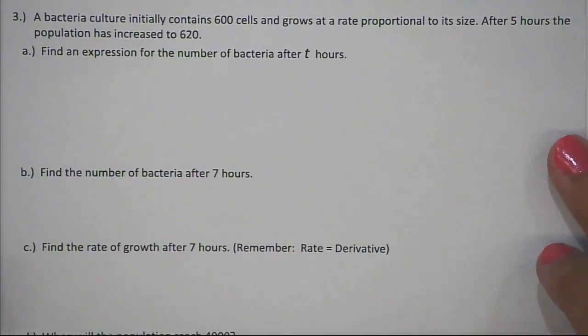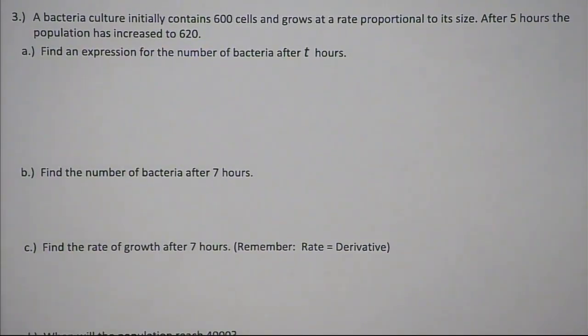So this is a growth problem. All right, so a bacteria culture initially contains 600 cells and grows at a rate proportional to its size. So it doesn't give you the growth rate, it just says it's proportional to its size. So we're going to have to find that in a minute. After 5 hours, the population has increased to 620. And the first part says find an expression for the number of bacteria after t hours.